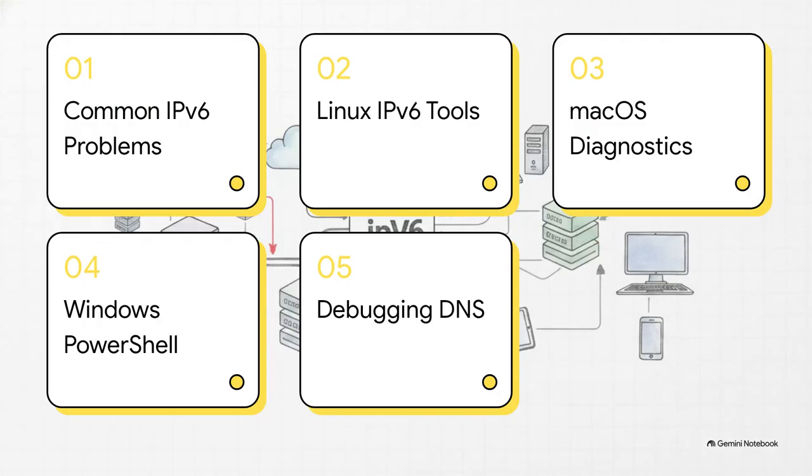So here is our roadmap for today. We'll start with common IPv6 problems, move into Linux IPv6 tools, followed by Mac OS diagnostics, Windows PowerShell, and finally wrap up with debugging DNS.